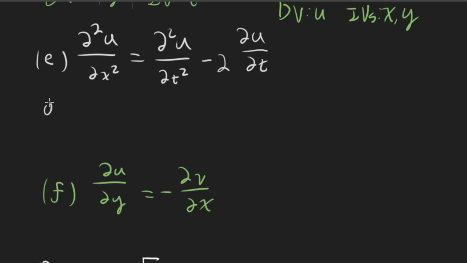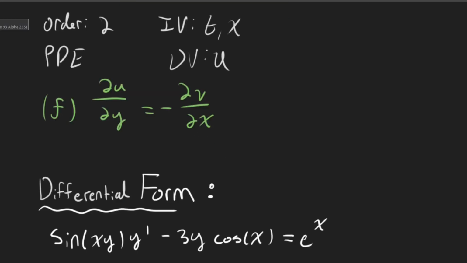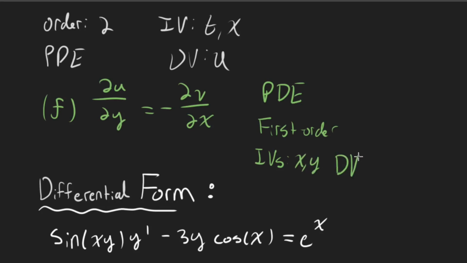2 more real quick. The order here is 2. Second order, it is a PDE. The independent variables are t and x, and then the dependent variable is u. And then here again, we have another PDE where it's first order. The independent variables are x and y, and for the dependent variables, it's not clear what they're a function of, right?